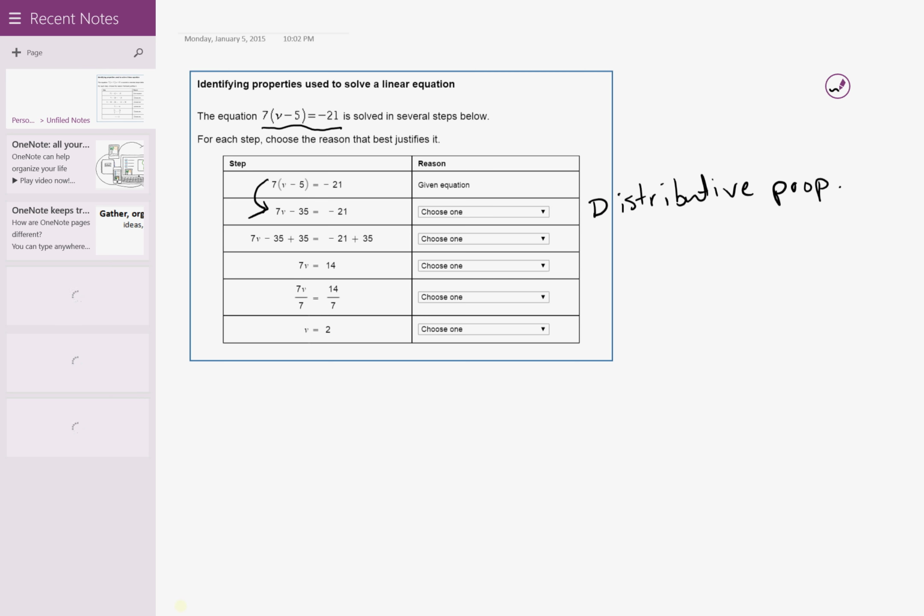And that's just called the distributive property because it's the distributive property of multiplication over addition or subtraction. And addition and subtraction can kind of be the same thing. This can be minus 5 or it can be plus a negative 5. So we just call this the distributive property.